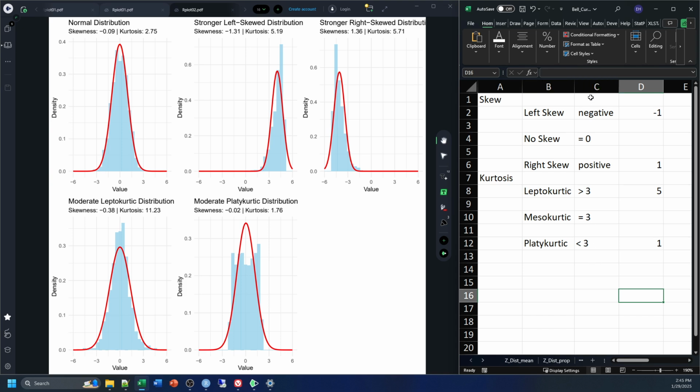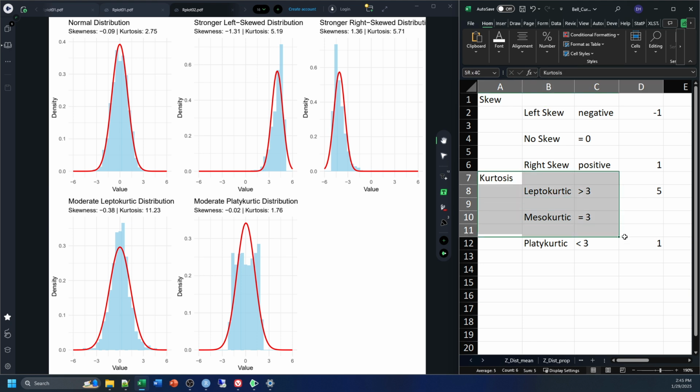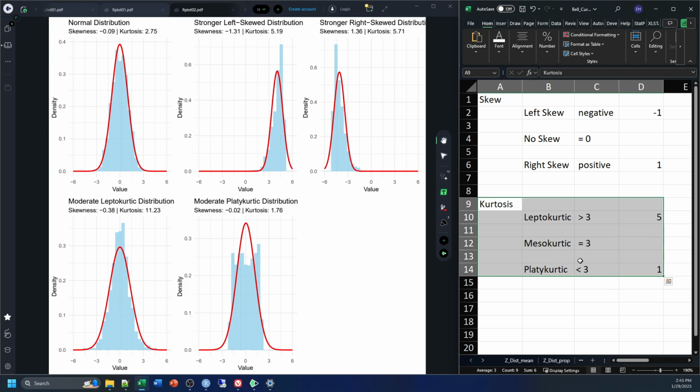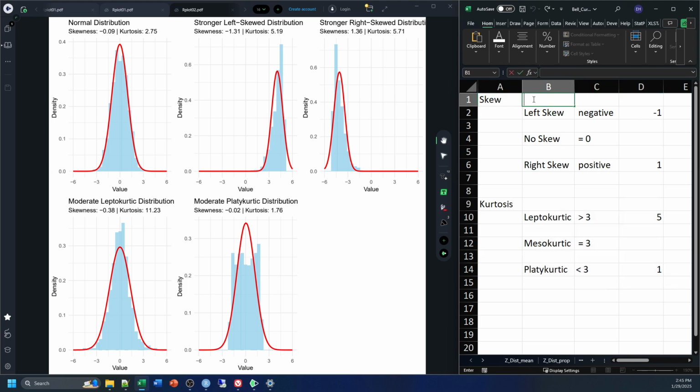If we have negative skew, it's left skew. If the skew comes out as 0, it's no skew. Right skew is positive. In order to calculate skewness and kurtosis, let me give you those equations real quick. Skewness is going to be equals skew, and then you highlight your data, and kurtosis is going to be equals kurt. That's how you get skewness and kurtosis.